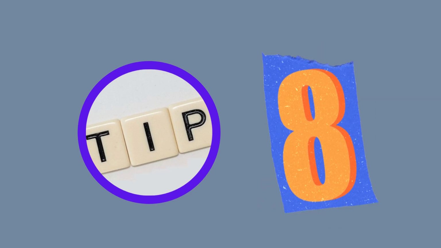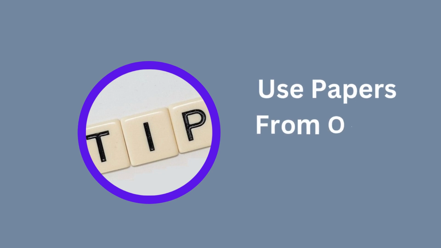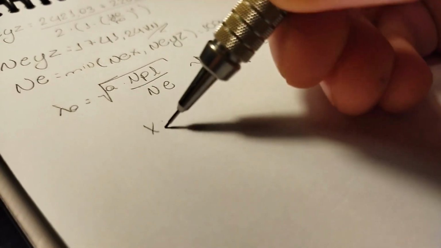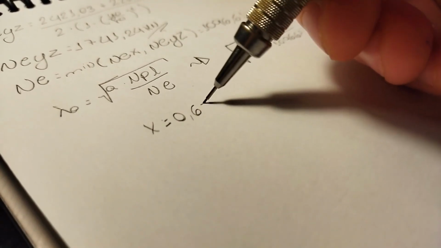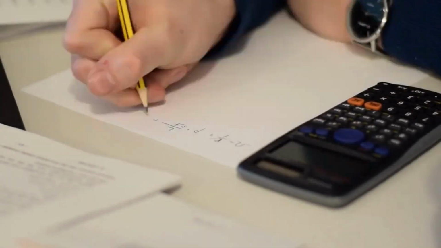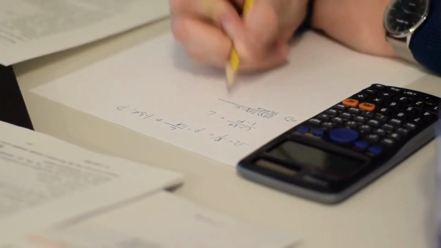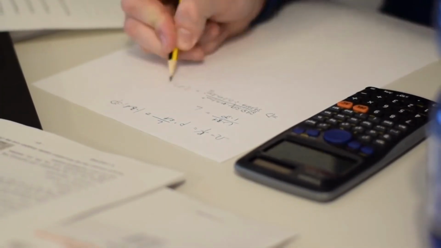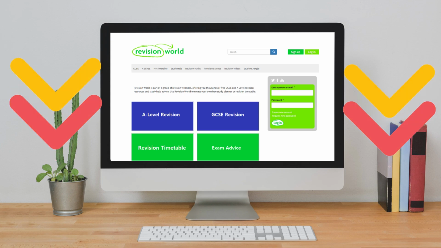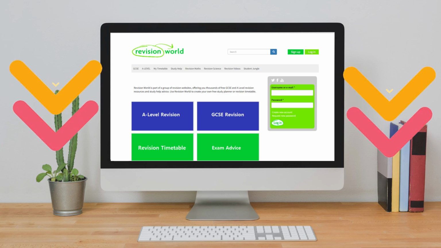Tip 8. Practice with papers from other exam boards. In England, Ofqual regulate all GCSE and A-level exams, so most of the content will be similar or even almost identical regardless of the exam board. So if you run out of past papers from your own board, try a paper from another exam board. Don't worry, Revision World have got you covered, as we hold papers from all the main exam boards, and as mentioned, there is a link in the description as to where you can find these.